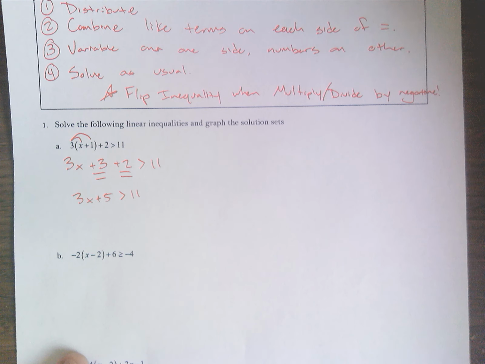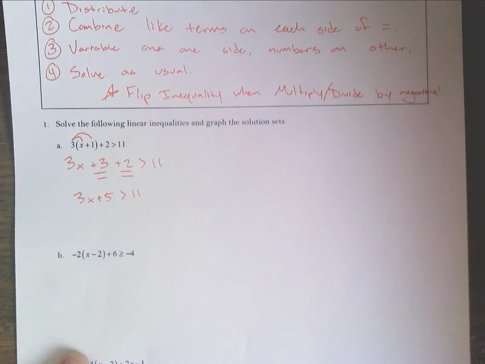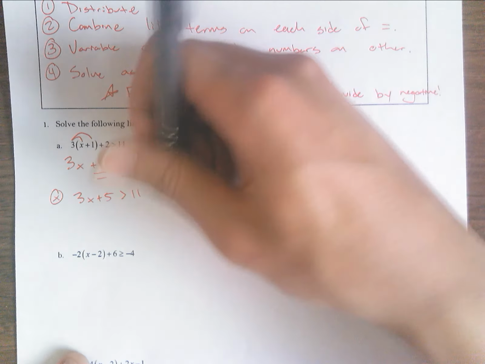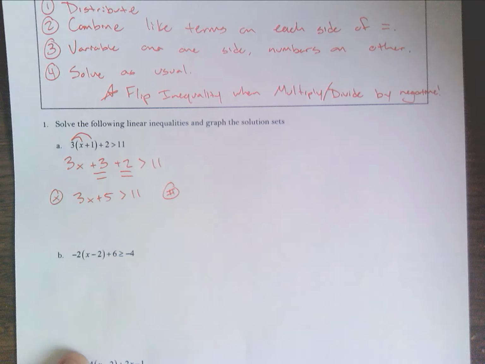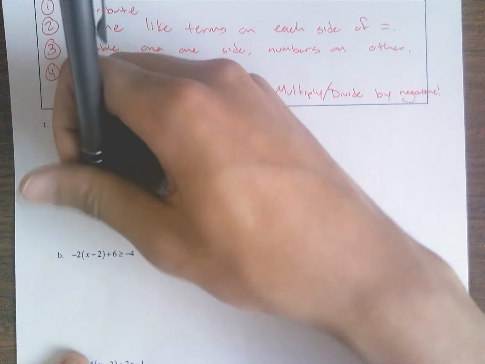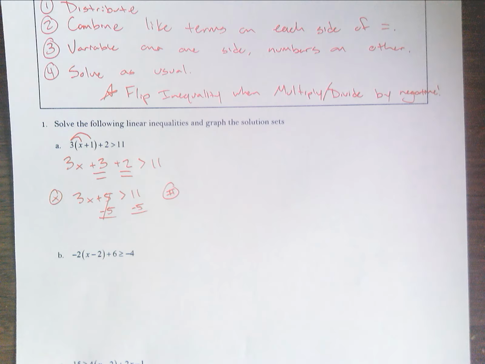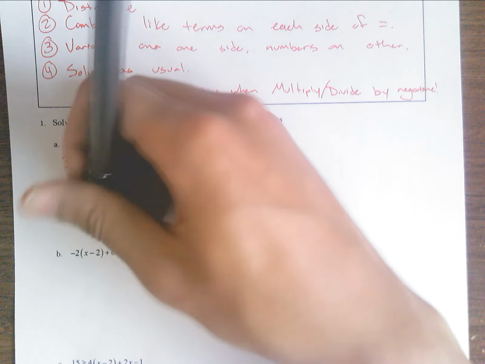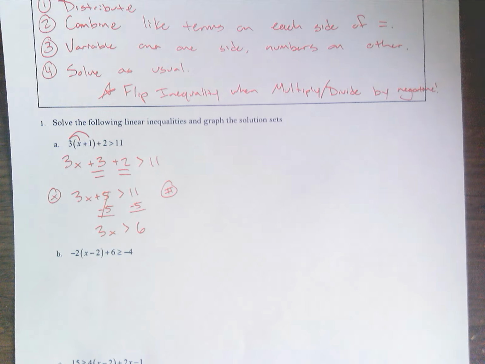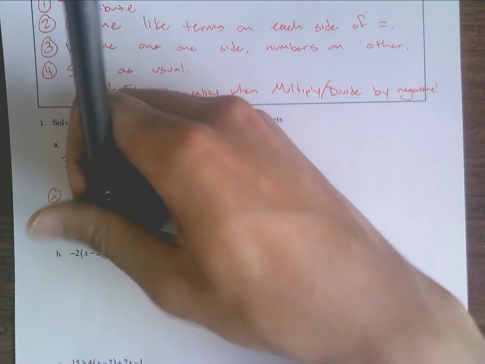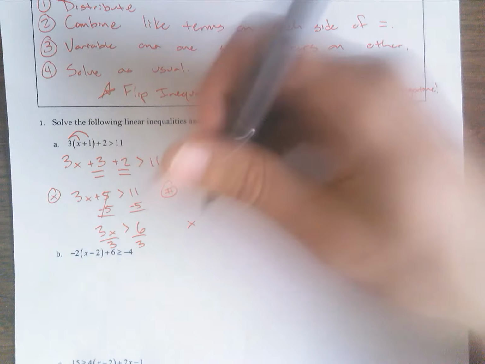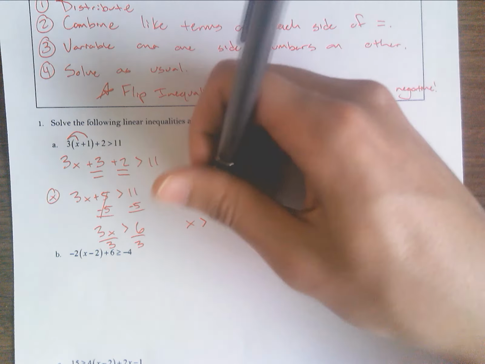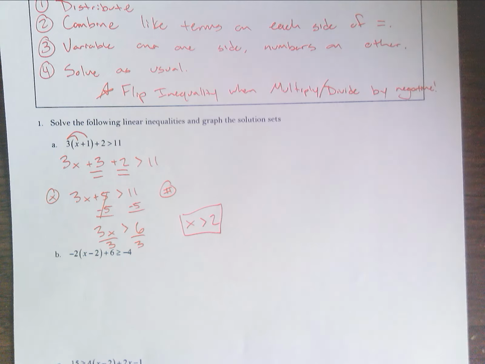Let's choose the variables on one side and our numbers on the other. Let's say variables on the left-hand side and numbers on the right-hand side. So we're going to move this 5 to the other side. So we'll subtract 5. 11 minus 5 gives us 6. Our inequality gets brought down, and our 3x gets brought down. One last step, we divide both sides by 3, and we have x is greater than 6 divided by 3 is 2. And notice we did not flip the inequality because we're not dividing by a negative.